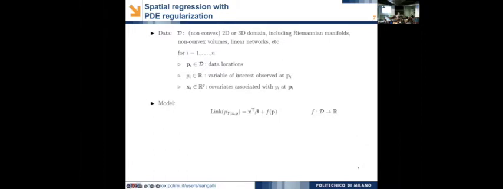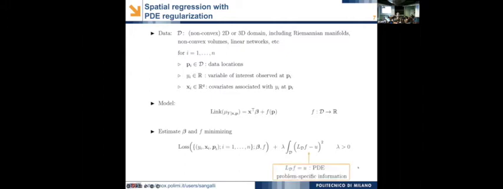covariates. And we do it by a semi-parametric model where we model the mean of the response variable conditionally on the covariates and location through a possibly nonlinear link function, with a semi-parametric regression with a parametric part and a non-parametric part that is defined as a function over the domain D. This function captures the spatial variation of the phenomenon under study. Now, to estimate beta and f, the two unknowns, we minimize a penalized loss function where the penalty involves the misfit with respect to a PDE that encodes the available problem-specific information about the phenomenon under study, a PDE defined over the domain D.